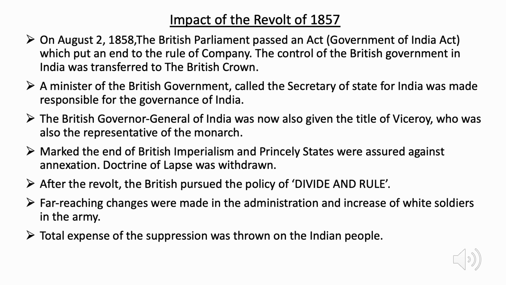It marked the end of the Company's rule, and princely states were assured against annexation. The doctrine of lapse was withdrawn. After the revolt, the British followed the policy of divide and rule. Far-reaching changes were made in the administration, and the number of white soldiers in the army was increased. The total expenses of the suppression were thrown on the Indian people.